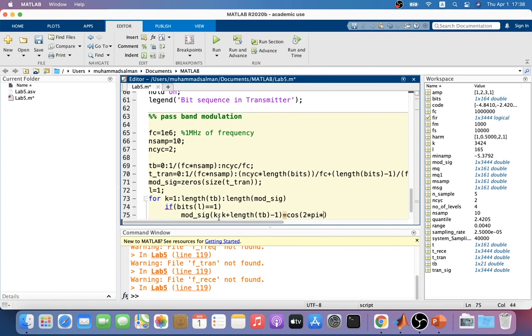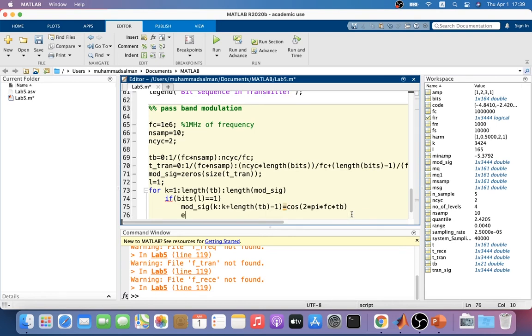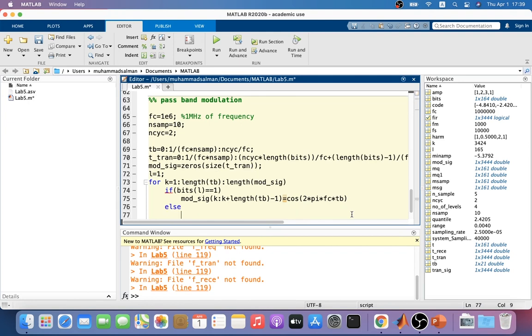So 2 pi, what is f? f is my fc. What is fc? It is the 1 megahertz, that's why we defined it here. And what is the bit interval? It is this one, so I also defined it here. Ctrl+V, right? I'll explain this part in a while. Else, I will just copy this and paste it here, and then it should contain minus cos.